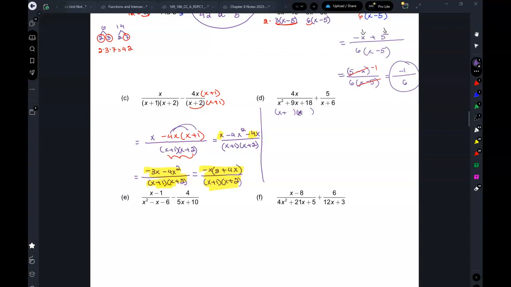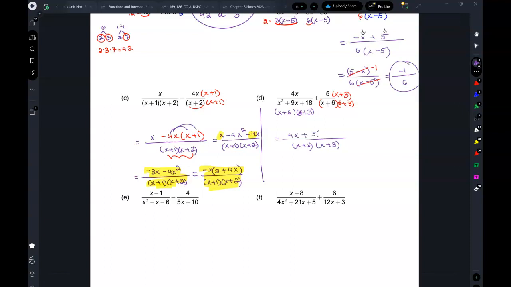Okay, x plus 6, plus 3 adds to 9, multiplies to 18. And then here I have an x plus 6. Okay, so what's going to be the common denominator? Well, I have an x plus 6 that needs to be represented, an x plus 3 that needs to be represented in my denominator. Right, what do I multiply the first one by to make it look like this? Nothing. What do I multiply the second one by to make it look like this? X plus 3. Don't forget the parentheses. They matter. So let's see what we have left.